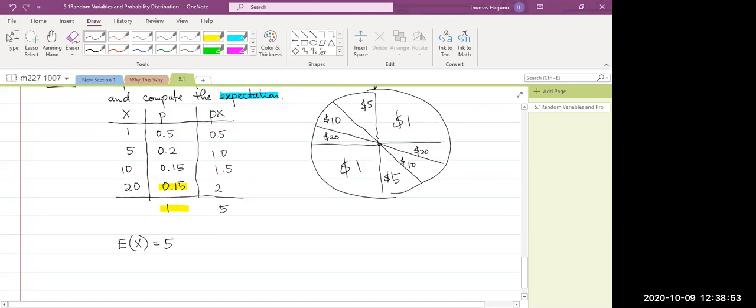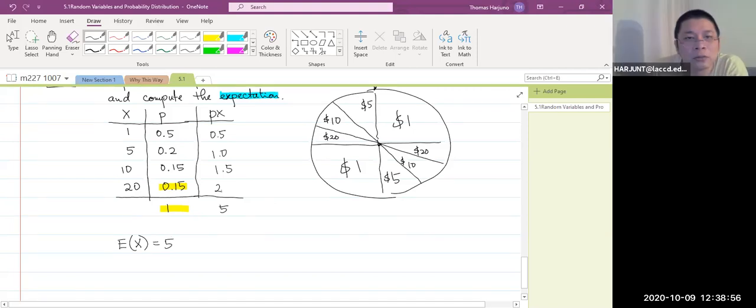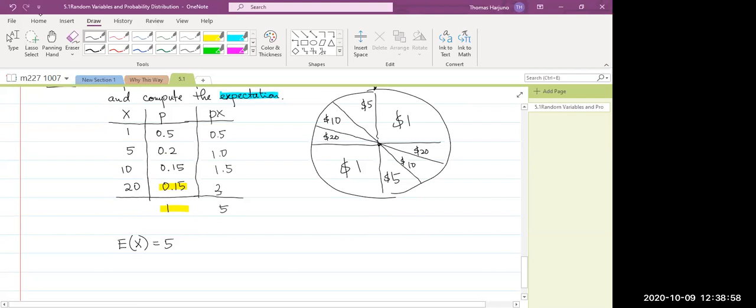Professor, for 20 times 0.15, I got 3. Oh, it should be 3, huh? Yeah. So it should be 6 here? Yeah. Good, thank you.